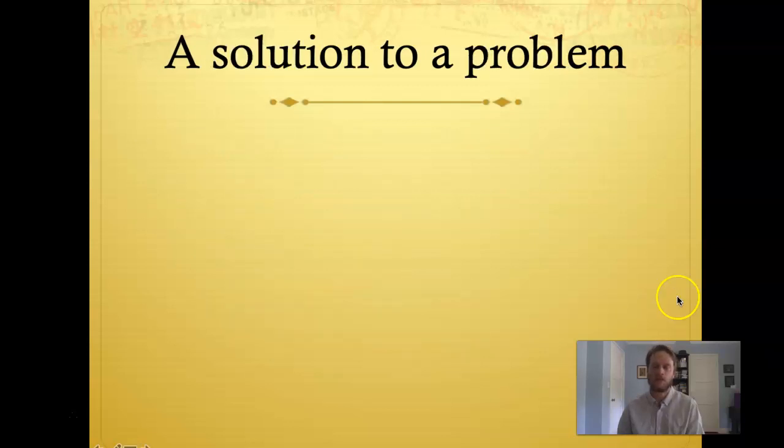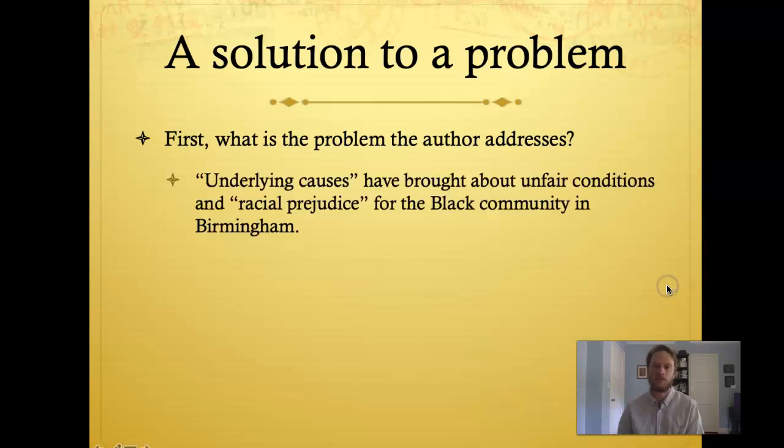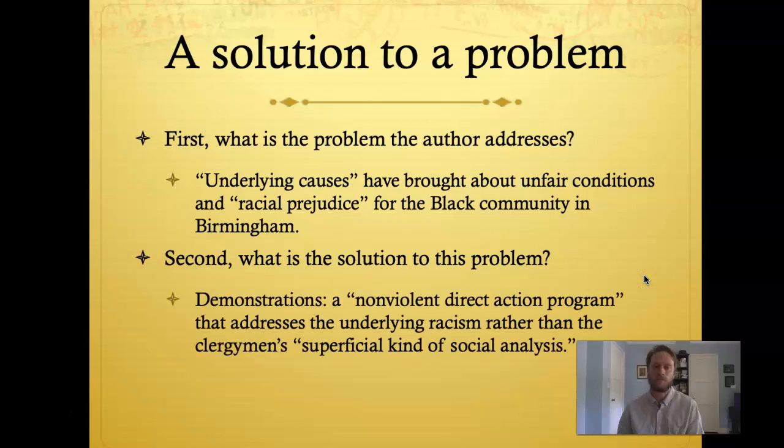Okay, let's go on to a solution to a problem, which can also be a thesis. So, what is the problem the author addresses in Letter from Birmingham Jail? King writes that there are underlying causes that have brought about unfair conditions and racial prejudice for the Black community in Birmingham. So, what is King's solution to the problem? He argues that there needs to be protesting, demonstrations, a nonviolent direct action program that addresses the underlying racism rather than the clergymen's superficial kind of social analysis.